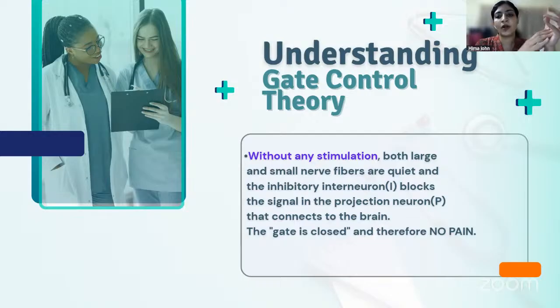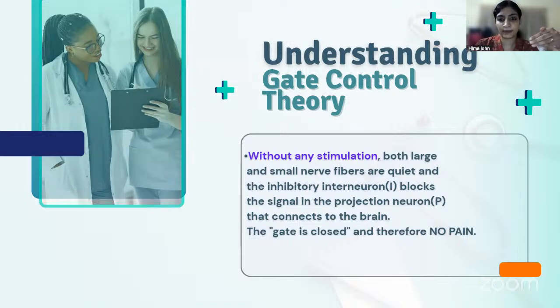Now, there are large and small nerve fibers present in our nerves. And the signal from these nerves, how does it reach our brain? There is something called an inhibitory interneuron, and there is something called a projection neuron. Now, without any stimulation, the inhibitory interneuron always overpowers the signal of your projection neuron. So therefore, the so-called gate which lets the pain signal pass is always closed.